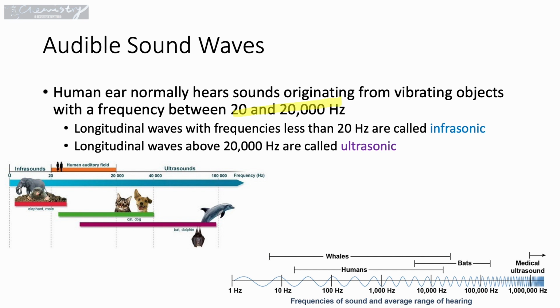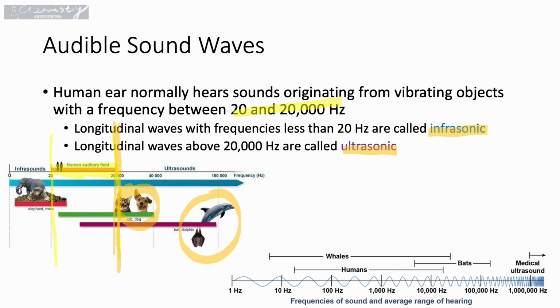If we look at this 20 to 20,000 hertz on a scale, this is how much humans can hear. Elephants and moles can hear frequencies that are less than 20, and these frequencies are called infrasonic. On the other hand, cats and dogs can hear a little bit above humans, as well as dolphins and bats. Any longitudinal wave with a frequency above 20,000 hertz is called ultrasonic.